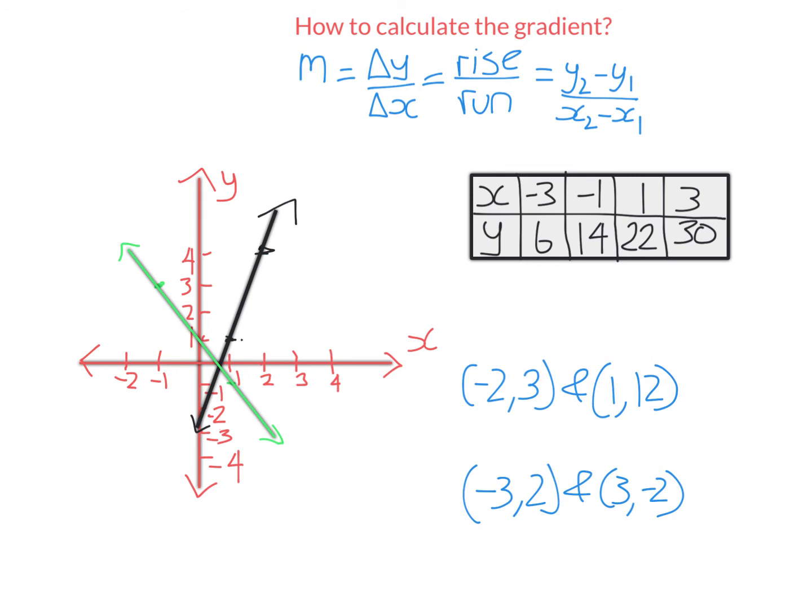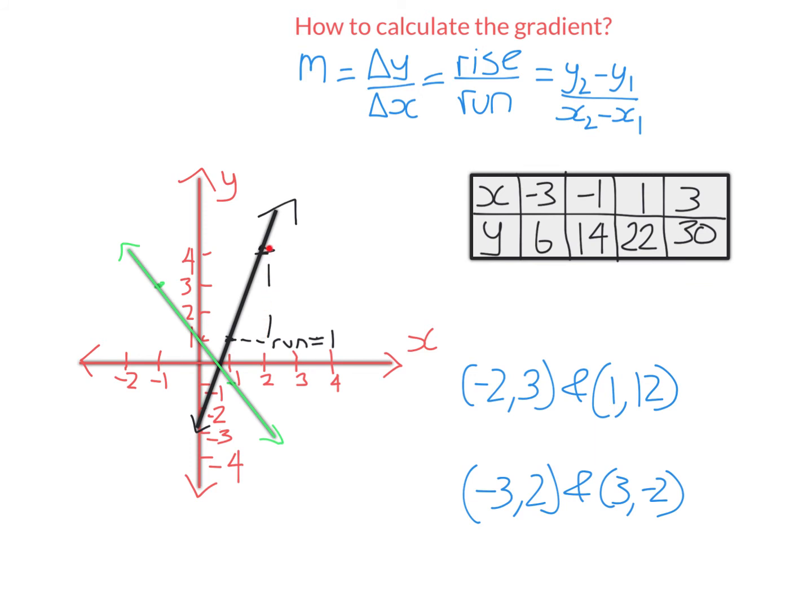So what you do is you draw like a triangle. You always start at the point on the left and then you go to the other point. So let's look at how we get from this point to this point. We go 1 to the right. How far you go to the right is called the run. The run of this black line is 1.